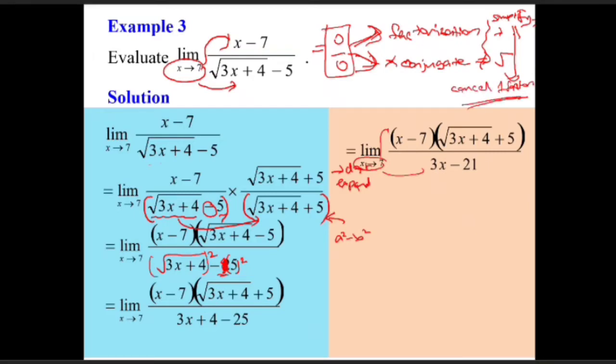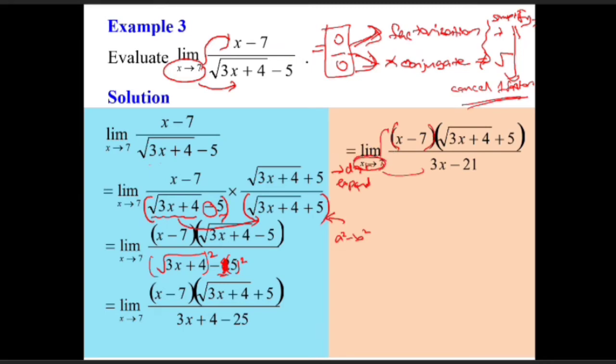If after factorization or after conjugate you have not cancelled one factor, of course you will still get 0 over 0. So check your working for your multiple of conjugates here. You have multiplied with your conjugates, but you have not cancelled off a function. You have not simplified the function. So how to cancel off the function? You see that we have x minus 7 here. And remember the tips that I've given to you in example 2.